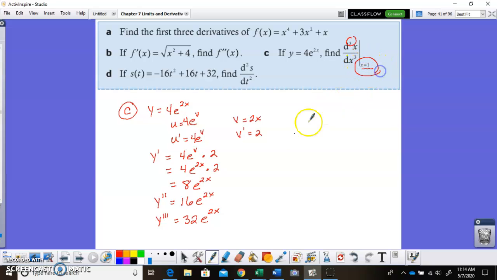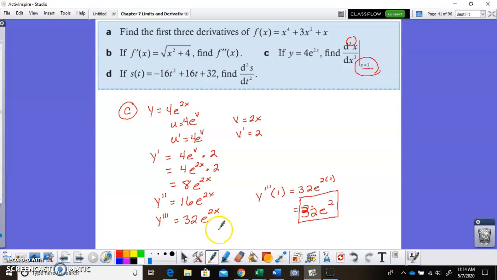because the question says where x equals 1. So I need to substitute that in. So the third derivative at 1 is equal to 32e to the 2 times 1. So that's just 32e squared. Okay? So that's the third derivative of that function where x equals 1.